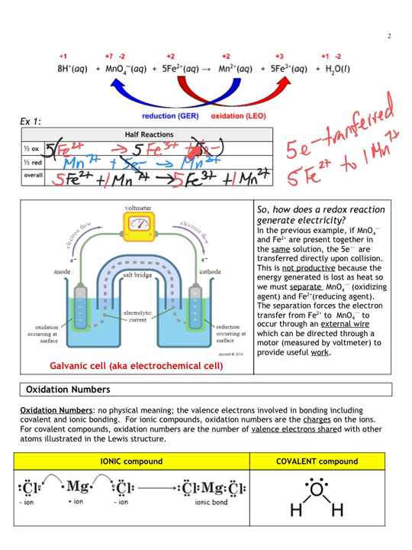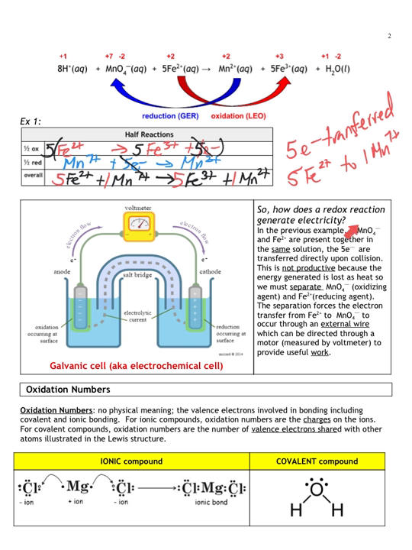So the loss of electrons is called the oxidation half reaction. The gain of electrons is called the reduction half reaction. And of course, the overall is just the addition of the 2 reactions.